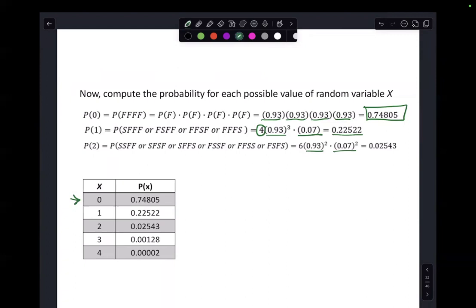0.07 squared because we have 2 successes and 2 failures. And there's 6 different ways, so we multiply it by 6. So it's about 2.5%. And we do this with 3 and we do this with 4. That's a whole lot of math.